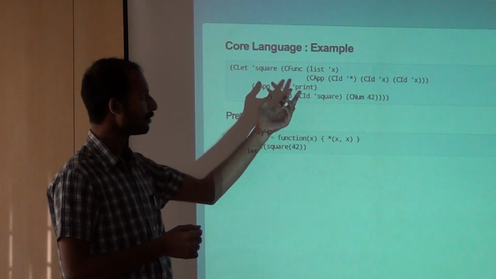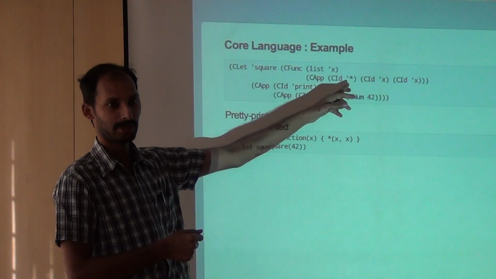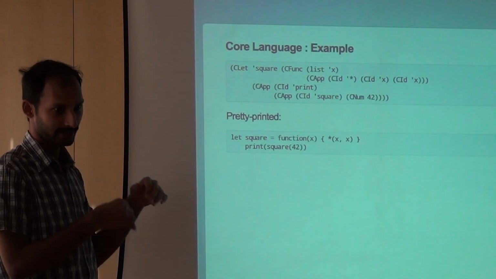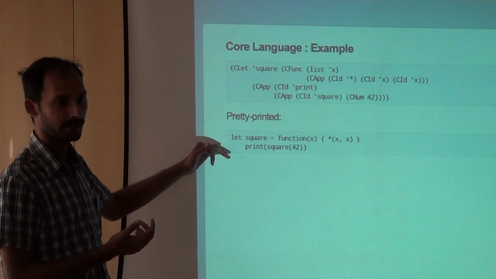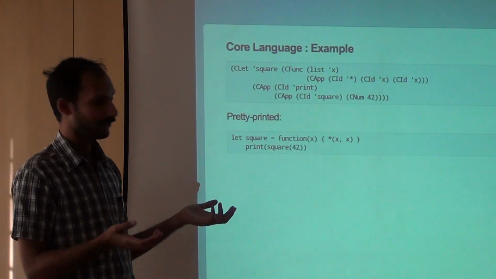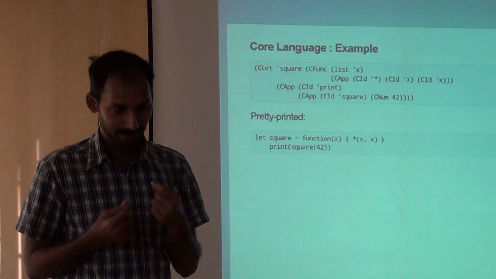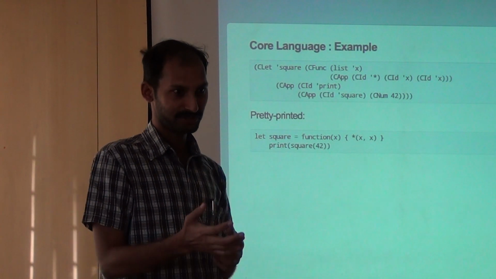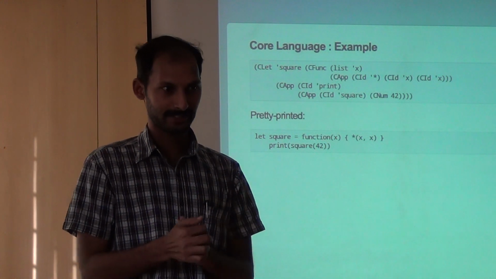CApp is apply a function. Even multiplication is a function in the core language. In my core language, there is no differentiation, there are no operators as such. Everything is a function. It's important to make the core language simple because once you implement the interpreter, everything else is additional. It makes the implementation very easy.